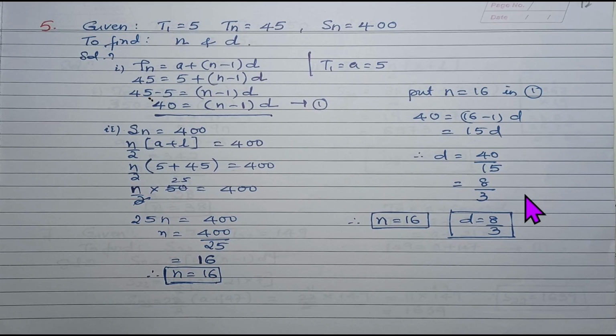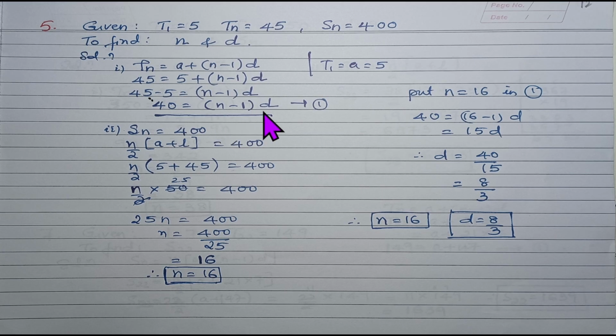Remember that. Now coming to the next example, that is the fifth example, we are given the first term is 5, the nth term is 45, the Sn is 400. We have to find the number of terms and the common difference d. Now Tn is equal to a plus n minus 1 into d, and Tn is given as 45, equal to 5 plus n minus 1 into d, where a is T1, which is 5. 45 minus 5 is equal to n minus 1 into d. 40 is equal to n minus 1 into d.